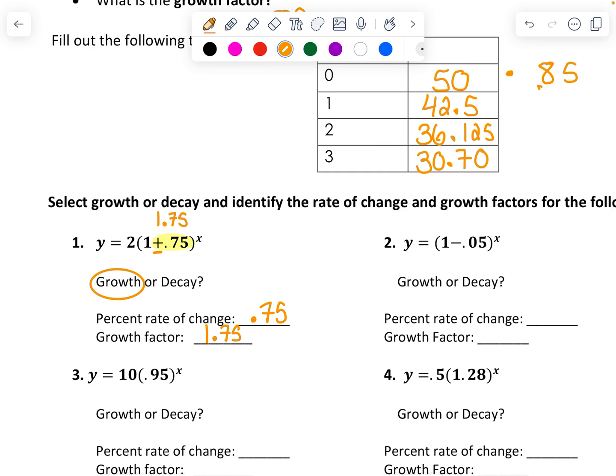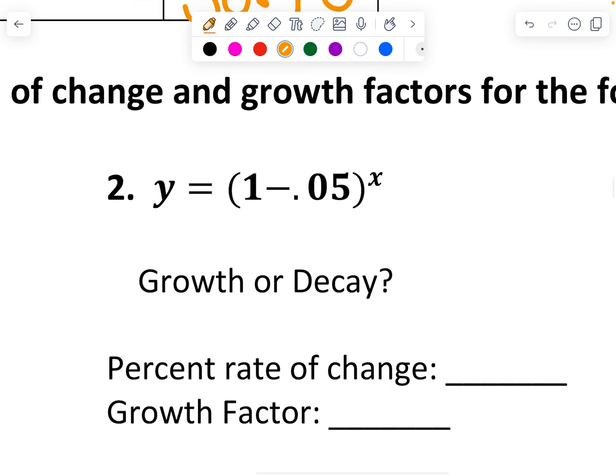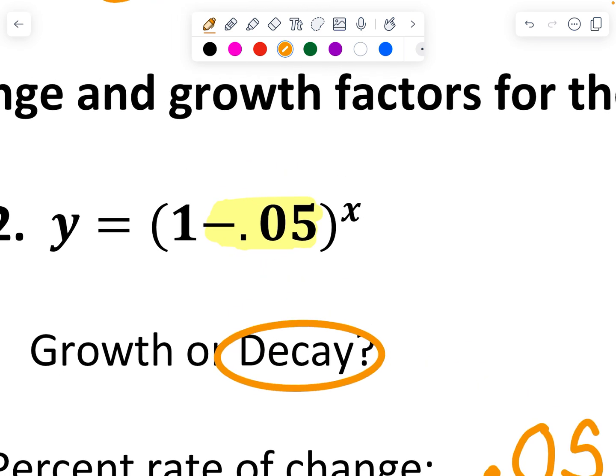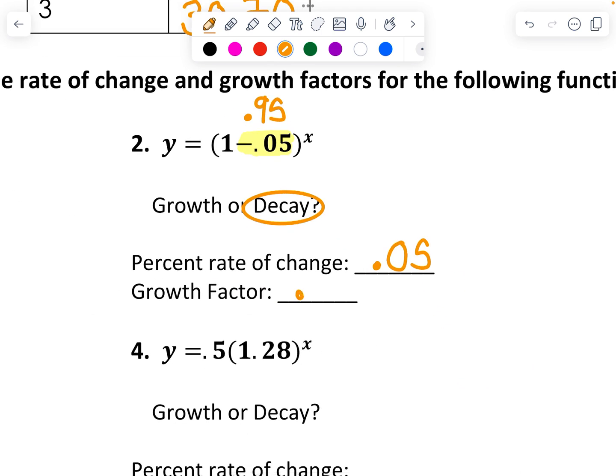So the same idea with number 2, pretty simple. This says minus 0.05, so this means we are decreasing by 5%. So decreasing, decay, pretty clear sign there, right? The percent is 0.05. Now the growth factor, you might need a calculator, but if you simplify 1 minus 0.05, we are left with 95%. That is the growth factor. That's the number you would multiply to get the next number.